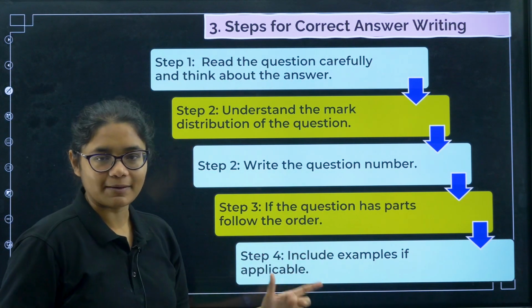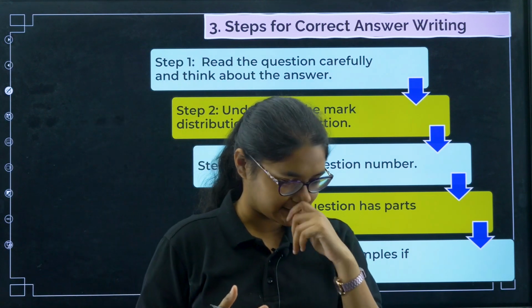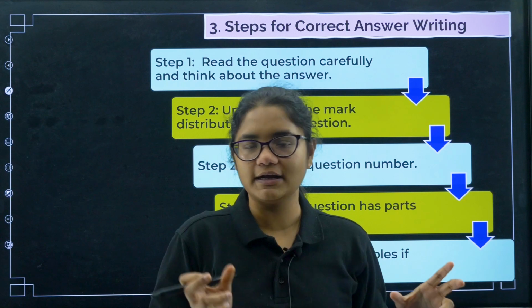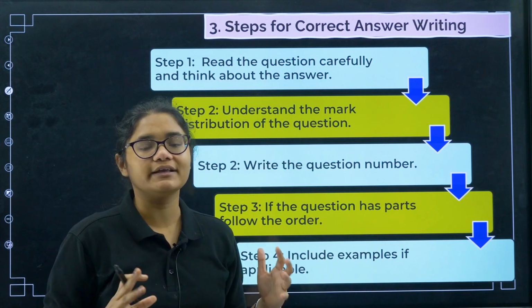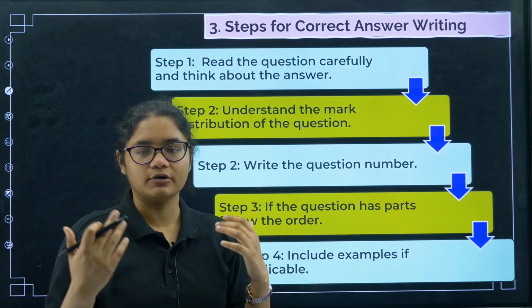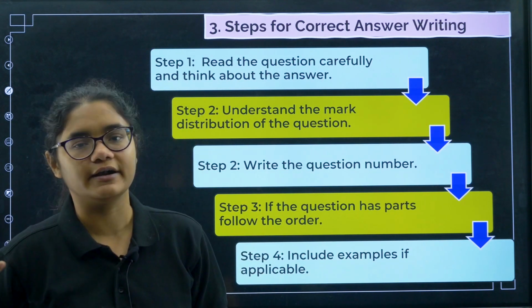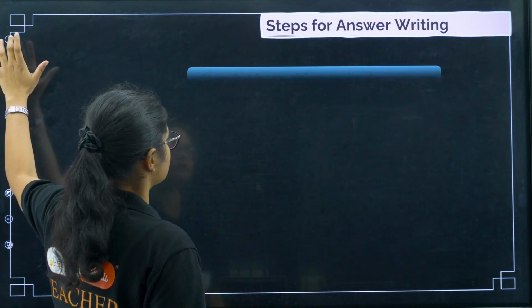Include examples if applicable. For example, if the question is ideal solution, define ideal solution, and also add an example to it. Adding an example to a question always gives you extra marks, or not extra marks, but yes, it always reduces your chance of getting deduction in that question. So please include examples wherever possible.